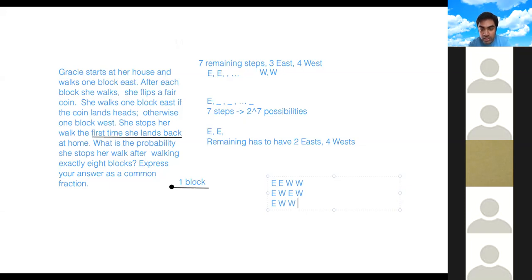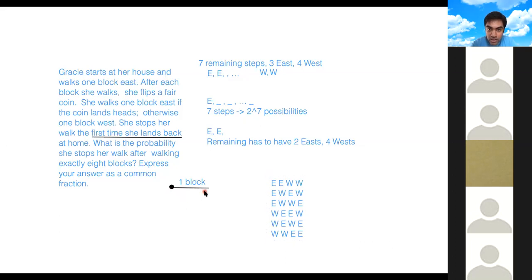East, west, west, east. West, east, east, west. Okay, so we have, these are the 6 possibilities. Now let's think about, do any of these cause her to reach home before the 8 steps? So let's think about them one by one.